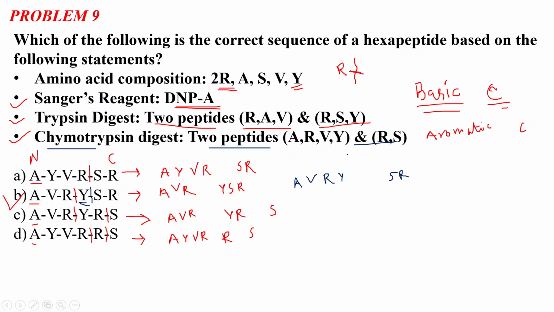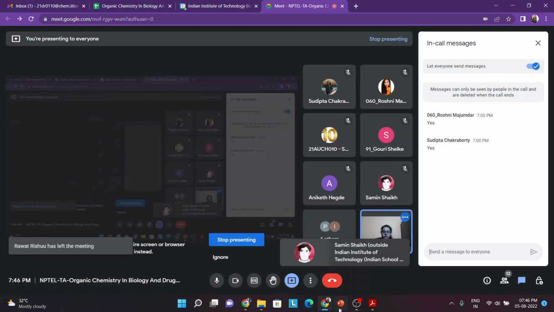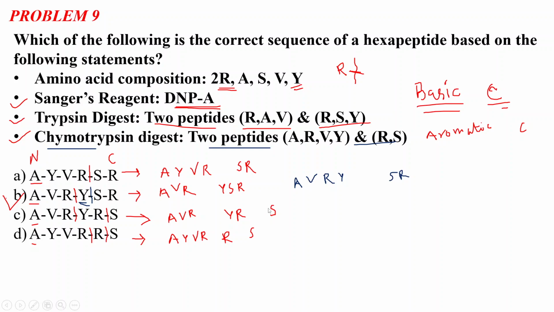So from this we can say that our second option is the correct option. So yeah, the answer will be B. The structure of the hexapeptide is AVY, AVR, YSR.